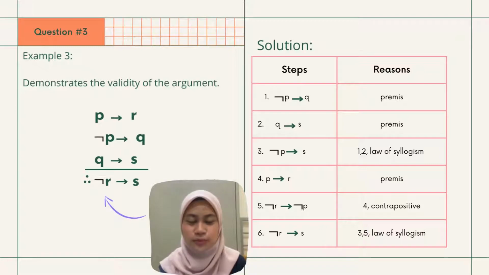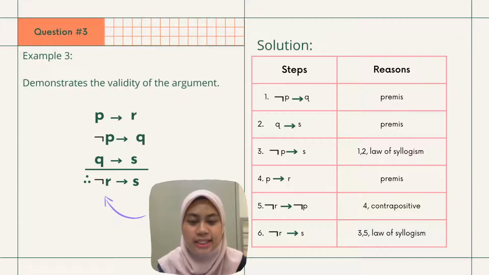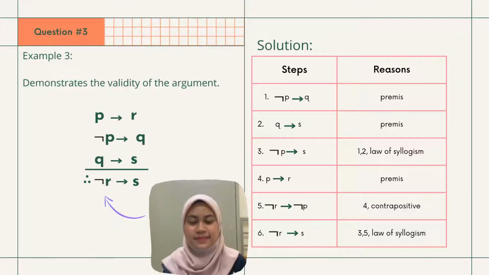Next, I will continue the last example, which is example 3. The question asks, demonstrate the validity of the argument. We can see that the question is quite direct and easy. The question gives the conclusion, so we need to prove the conclusion. So I will explain the solution.